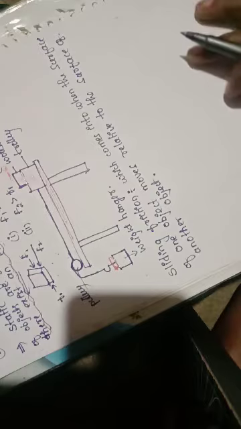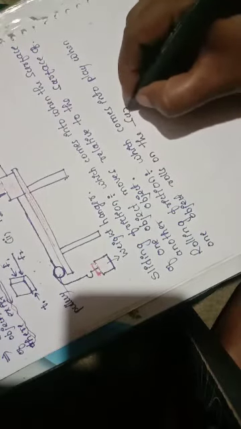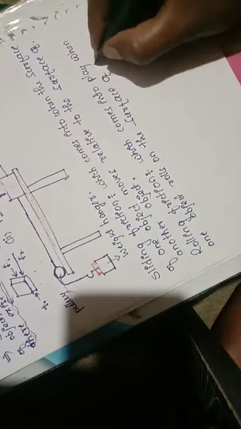The third one is rolling friction. So what is rolling friction? Rolling friction is the friction which comes into play when one body or one object rolls on the surface of the other body or other object.